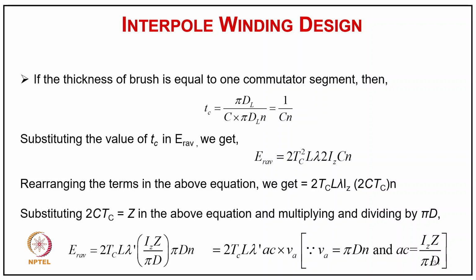And rearranging the above equation, we can get E average equal to 2 Tc L lambda Z 2C Tc n. Substituting 2C Tc equal to Z in the above equation, and multiplying and dividing by pi d, E average is 2 Tc lambda L lambda in bracket IZ Z upon pi d into pi dn, and it becomes 2 Tc into L lambda dash AC into V.